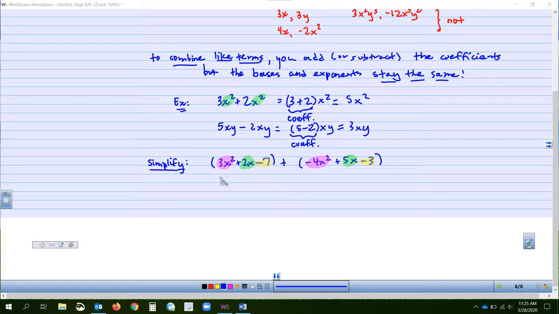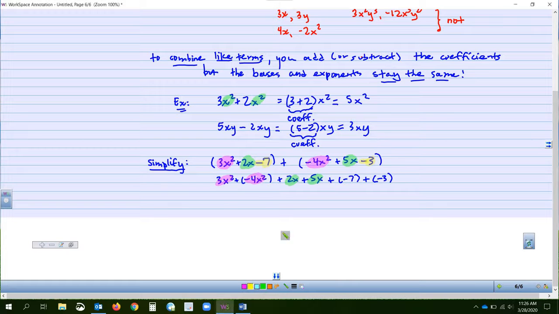So what I'm going to end up doing is 3x squared plus negative 4x squared plus 2x plus 5x plus a negative 7 plus a negative 3. Again, if we go with color coding, those two getting combined, those two getting combined, and those two getting combined. Whoops, wrong colors.